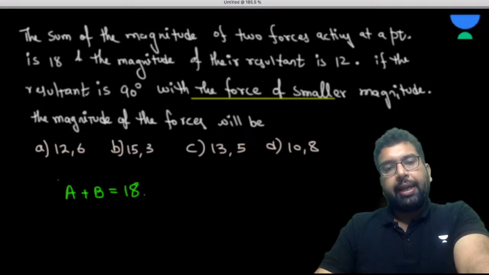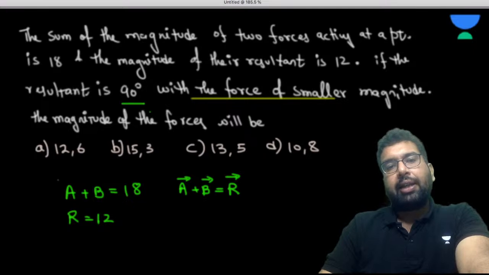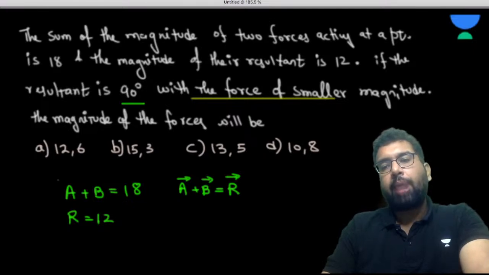Now, A plus B is 18. The magnitude of their resultant is 12. That is, A vector plus B vector will have a resultant R vector, so R is going to be 12. Now it is said that the resultant is at 90 degrees with the force of smaller magnitude. Now how will students do it? First of all, they say let's suppose A is the smaller.